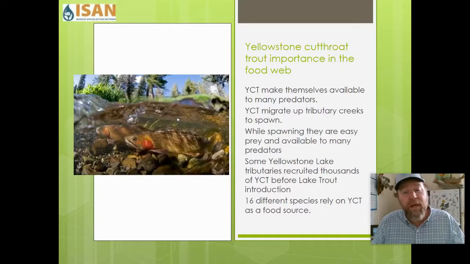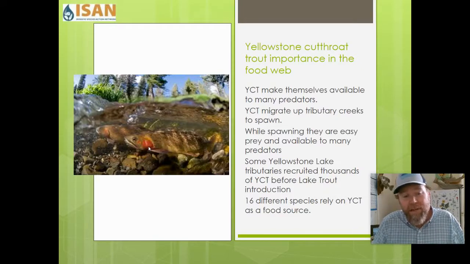So the Yellowstone cutthroat trout's importance to the food web is that they make themselves available to predators when they make their spawning migration. And you can see in this picture here, these cutthroat trout are Yellowstone cutthroat trout. They're in a shallow creek. And if you were a grizzly bear or an otter or an osprey or a bobcat or a wolf, you could get yourself a pretty easy fish dinner by pouncing on these spawning fish right here. They're easy prey to predators during this time.